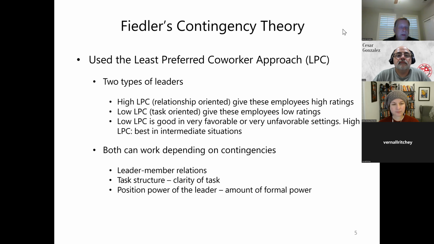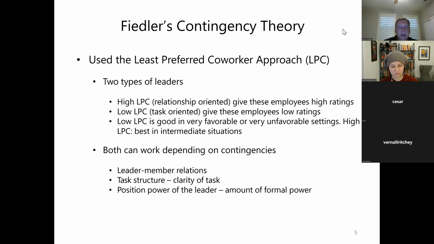How much power does the leader have? How much formal power do they have in their office? If they have a lot of formal power in their office, it can kind of cut both ways. If they have a lot of power in their office, a lot of that formal authority, they're going to have the authority to back up a task-oriented type of approach. If not, then they're going to have to really persuade, and they're really going to have to work on those relationships with their employees.